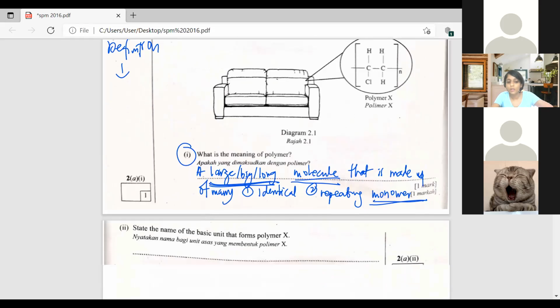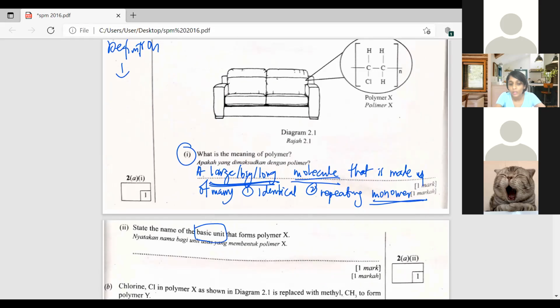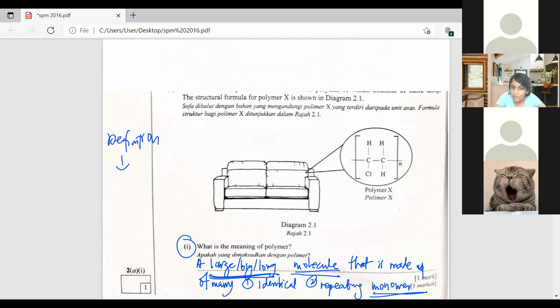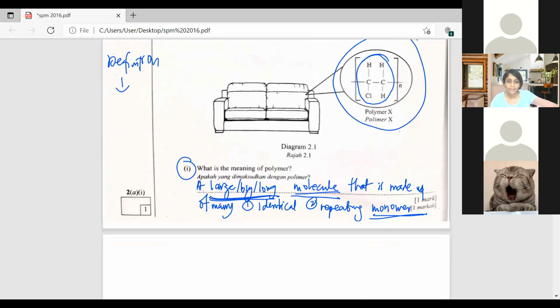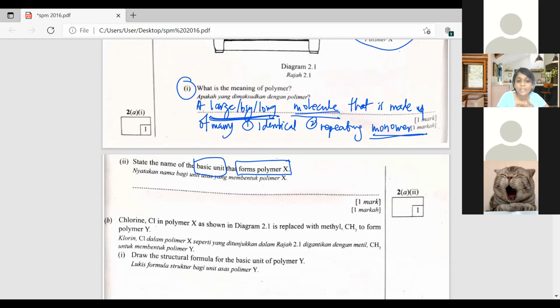Now, the next question is, what is the basic unit that forms polymer X? This is your polymer X. What is the name of this basic unit? This is chapter 2, chapter 4, or form 5. Is it chloroethene, teacher? Very good. Excellent. Yes, it is chloroethene. Good job.